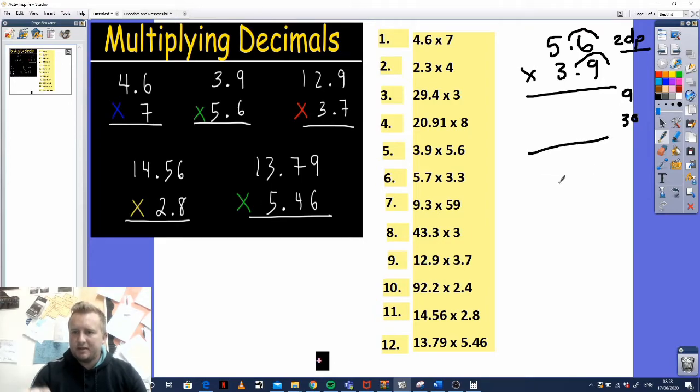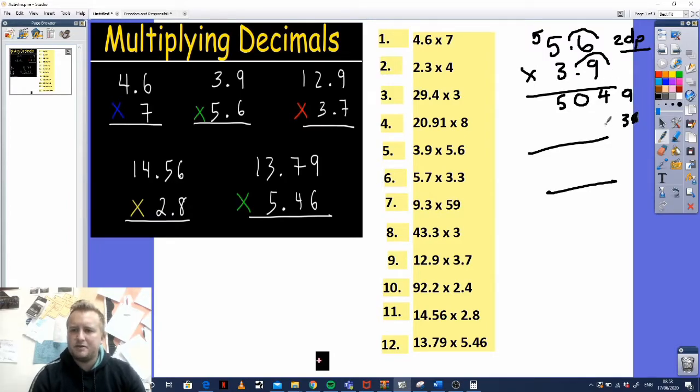When you multiply by 2-digit numbers, you multiply by 9, you multiply by 30. 6 times 9 is 54. 54. 9 times 5 is 45 plus 5 is 50. Okay? I'm going to multiply by 30. I don't want to multiply by 30. I want to multiply by 3. How do I do that?